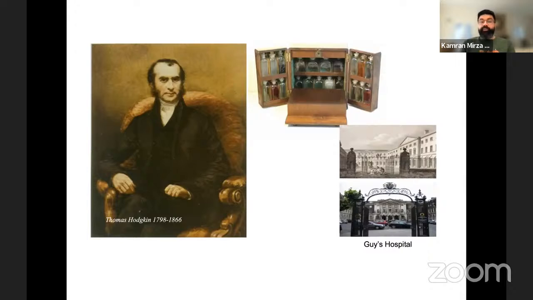Here, what I will do is I will mention historically that there was a gentleman by the name of Thomas Hodgkin who lived in the late 1700s.